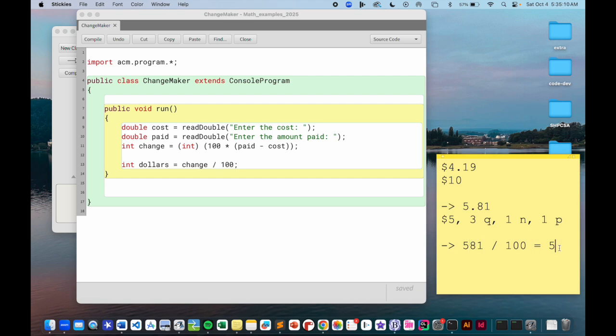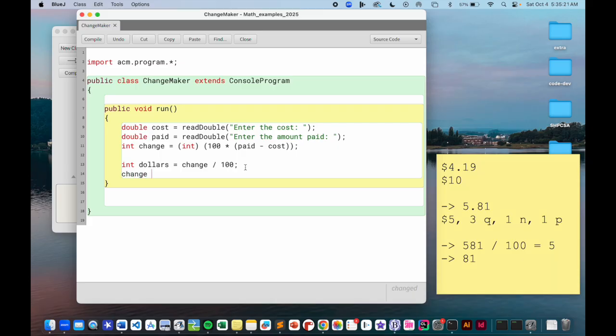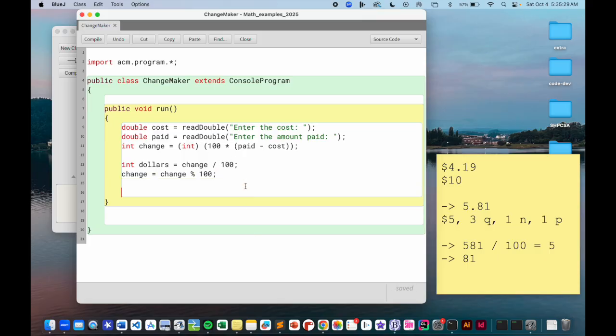How do I get everything left over from this? Well, that's just the remainder, isn't it? My change is now going to be 81. That's what I want it to be. And how do I get that? Change equals change mod 100. Whatever is left over after I do this division with 100. You can hopefully see where we're going with this.